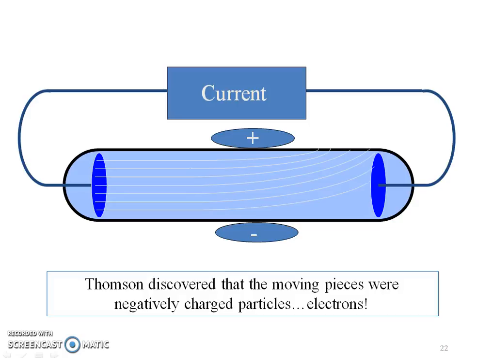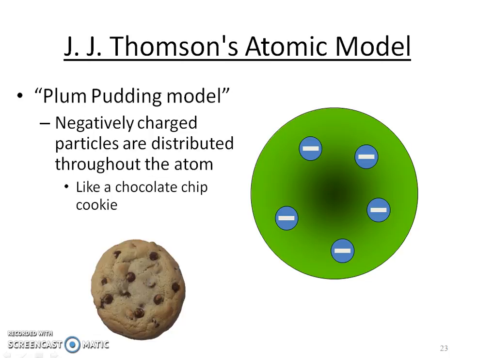Thomson discovered that these moving pieces must have been electrical, or I should say have a negative charge, because now they're attracted to the positive field that he put on this cathode ray. So that's how he discovered these electrons.